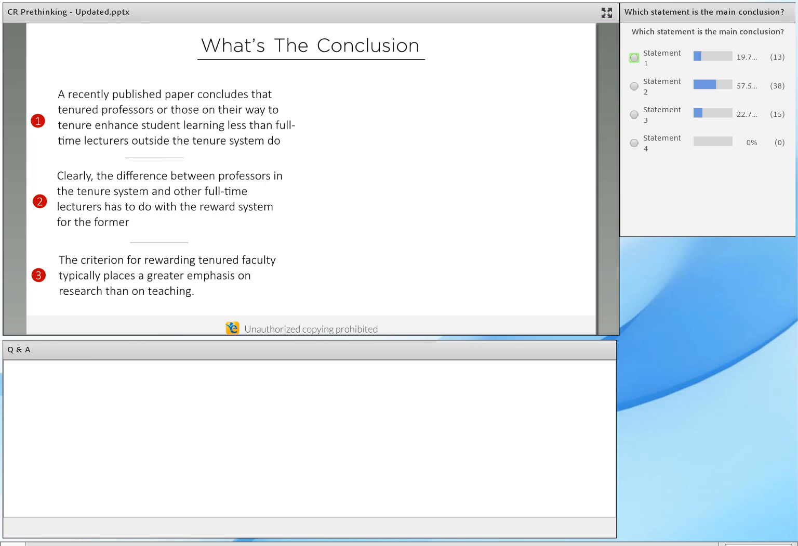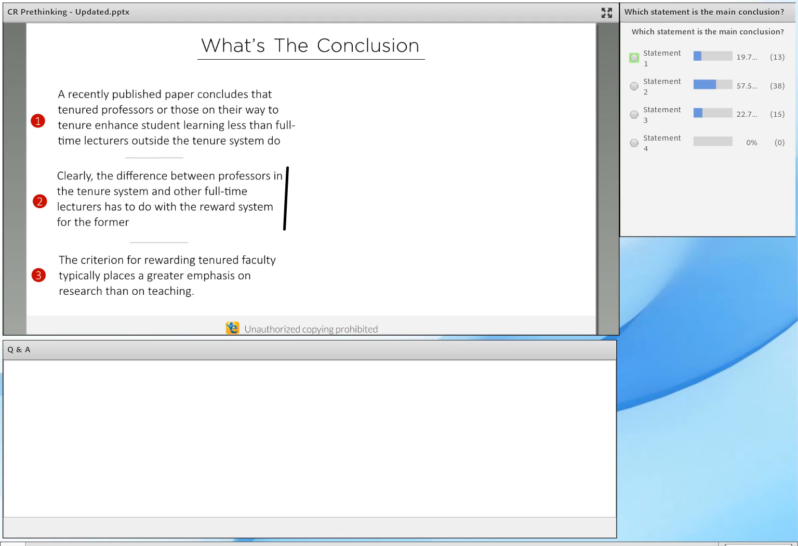38 or 57% of you said it's statement 2, which is absolutely correct. Statement 2 indeed is the main conclusion. But there are the 43% of you who say either statement 1 or 3. It's really important for you to understand, if you're going to solve a critical reasoning question properly, you've got to identify the statement that is the main conclusion. Now, let's understand what each of these statements is.